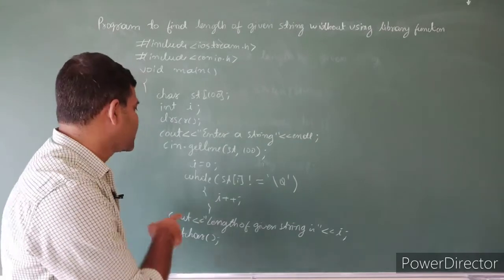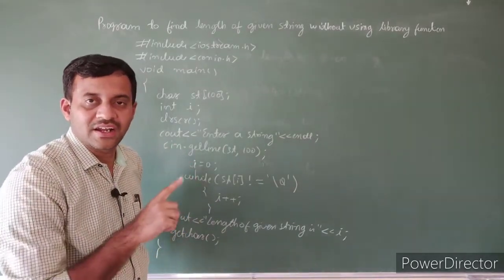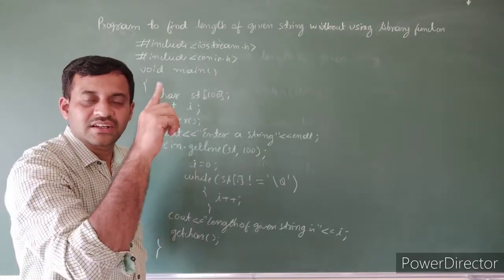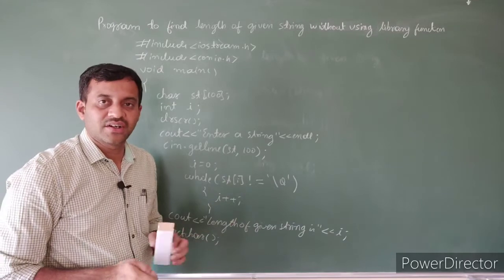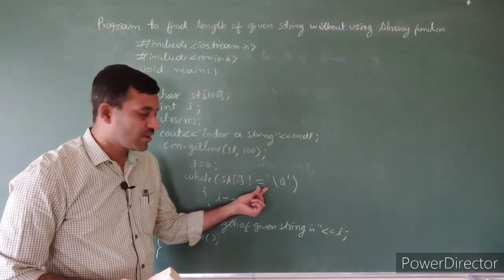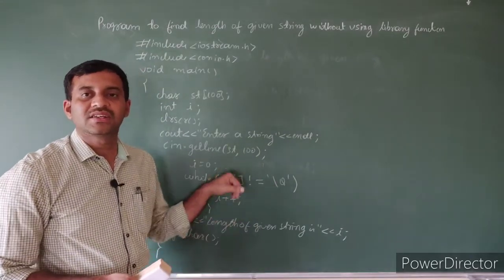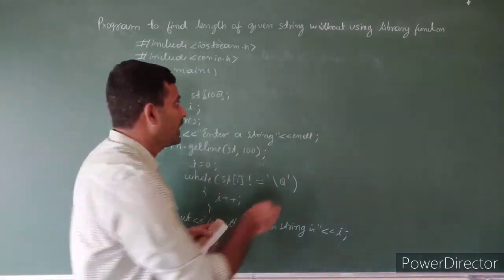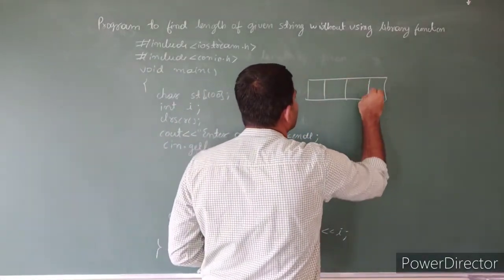See here, first we initialize the index value because a string is a character array. In a character array, the last character is always the null character. We just have to search for that. How to search? Name of the string of index value is not equal to null, and i is incremented.